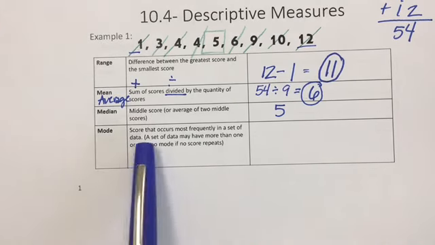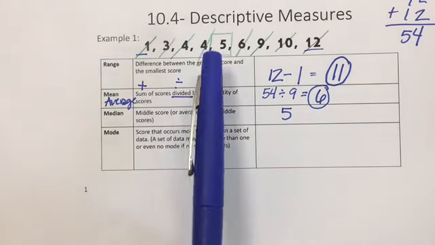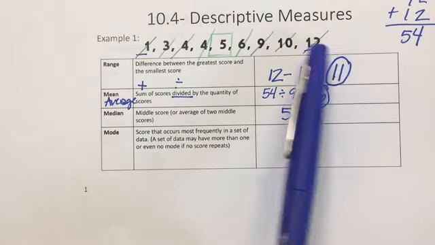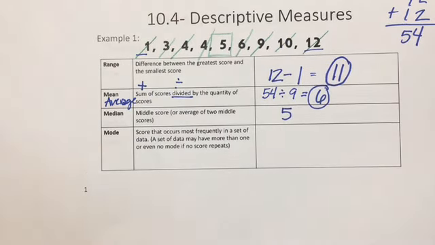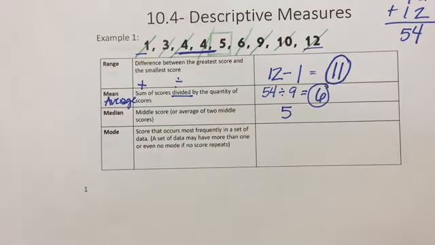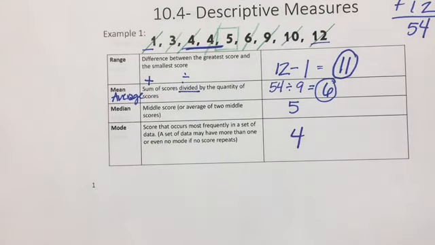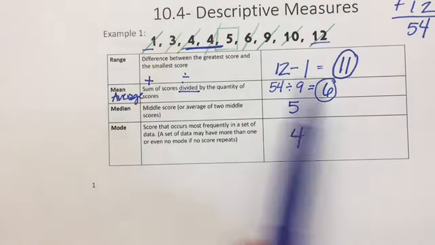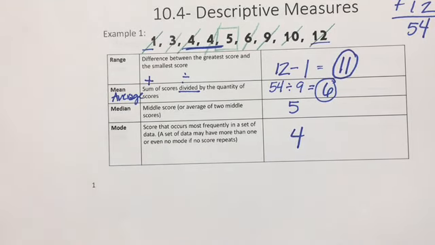Lastly, mode is the score that occurs most frequently in a set of data. Do you see a score that occurs most frequently? The only number I see repeated up here is 4. There are 2 4s, so our answer for mode is 4. So the range is 11, the mean is 6, the median is 5, and the mode is 4.